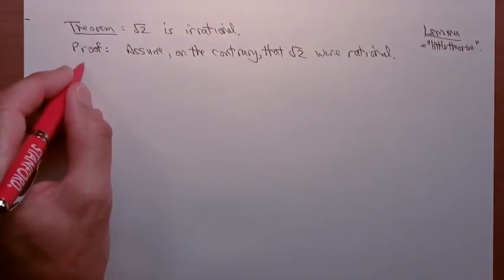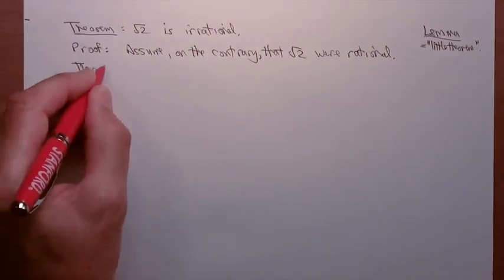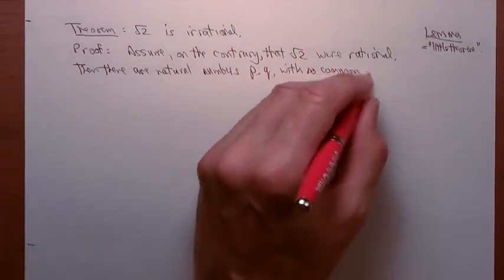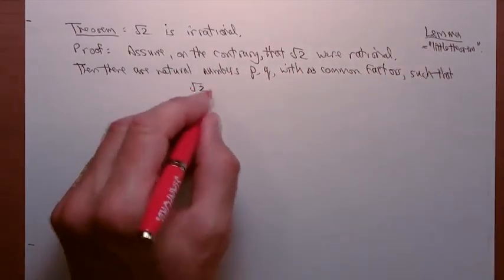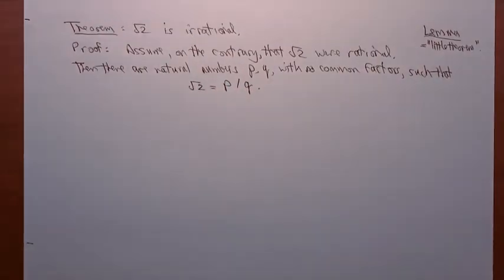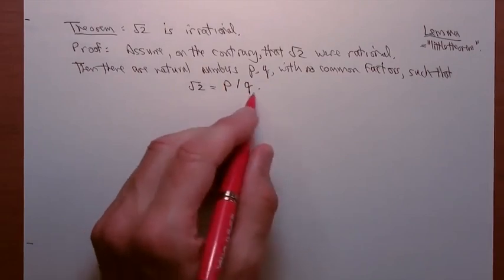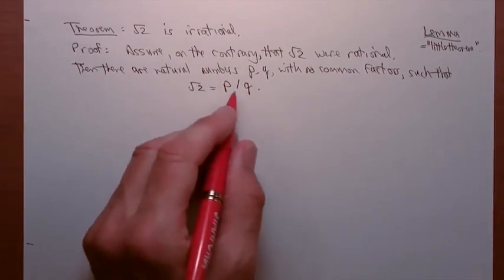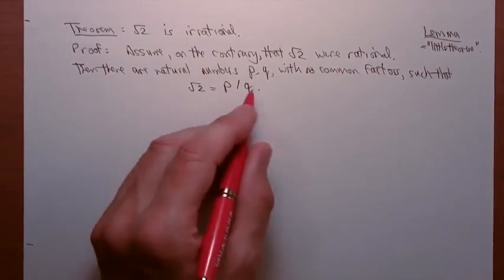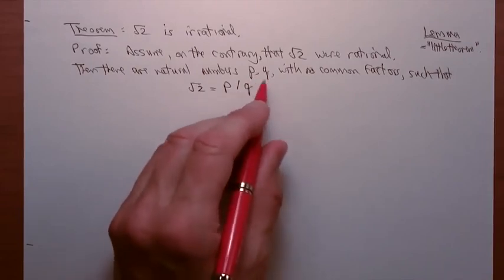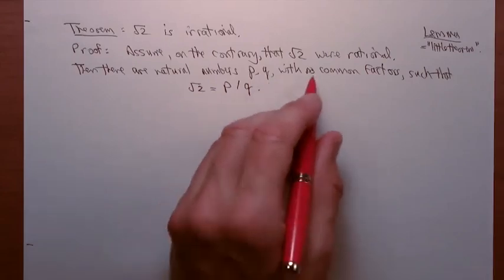Well, in that case, if square root of 2 were rational, then there are natural numbers p, q with no common factors, such that the square root of 2 is p over q. Remember, a rational number is one that can be expressed as the quotient of 2 integers. In the case of a positive number, it would be 2 natural numbers. And we can always pick those natural numbers, or those integers, to have no common factors.